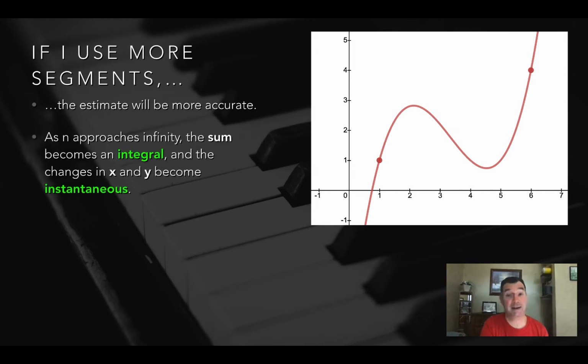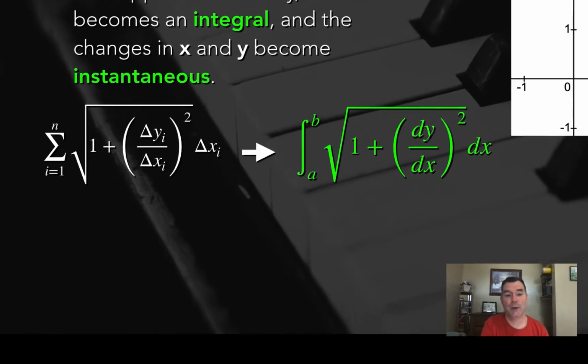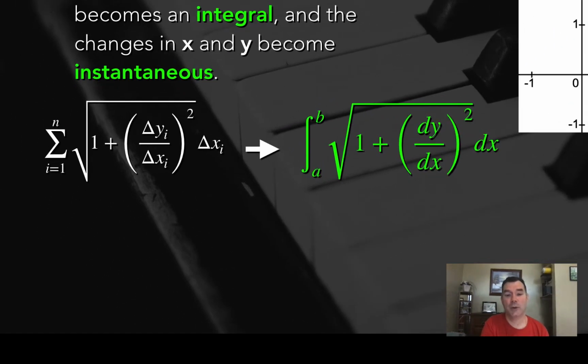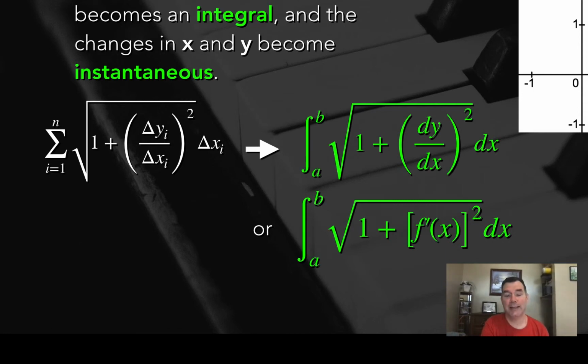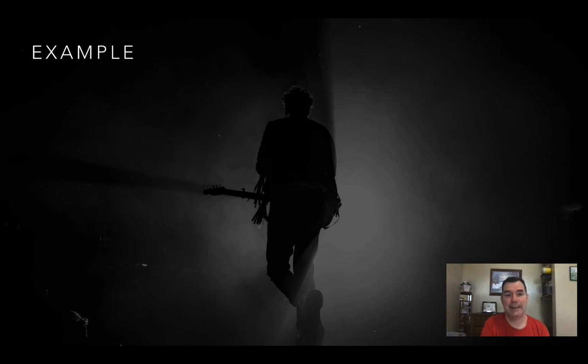But if I use an infinite number of those segments, now my sum becomes an integral and the changes in x and y become instantaneous. So it's not delta x and delta y anymore, it's dx and dy. So that sum becomes an integral from endpoint a to endpoint b of the square root of 1 plus (dy/dx) squared dx. Instead of those deltas, now I have d's. And I can write dy/dx as f prime of x, and the rest of the formula stays the same.